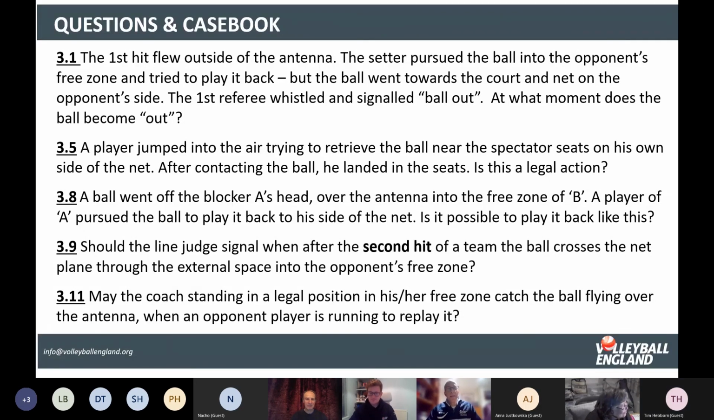Okay. So 3.5 then, a player jumped into the air trying to retrieve the ball near the spectator seats on his own side of the net. After contacting the ball, he landed in the seats. Is this a legal action?